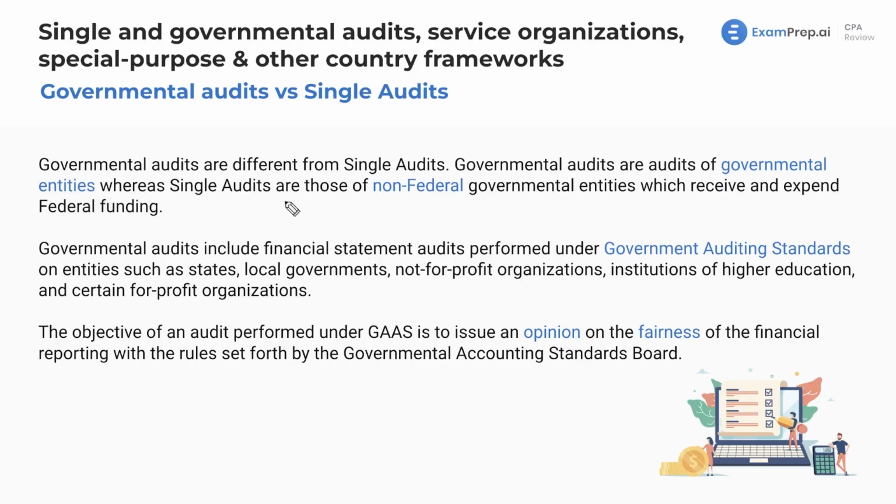Whereas single audits are those of non-federal governmental entities which receive and expend federal funding. So differences there. Don't get them confused. Make sure you know the difference.